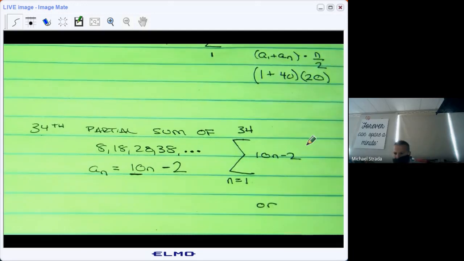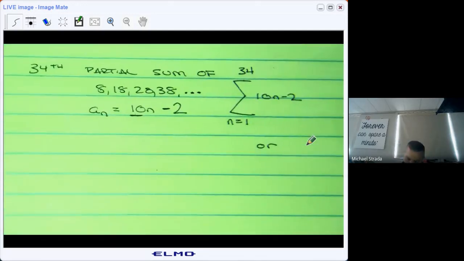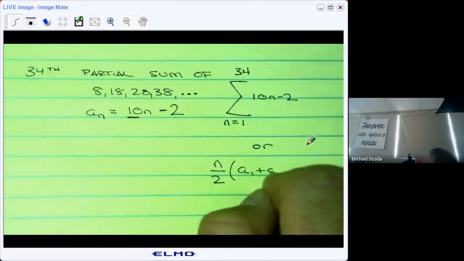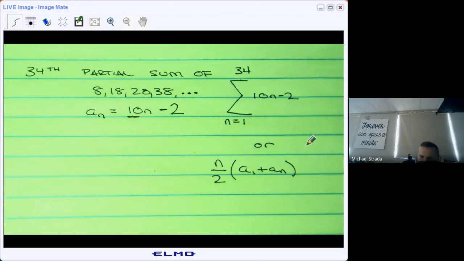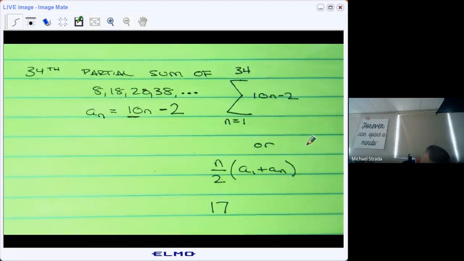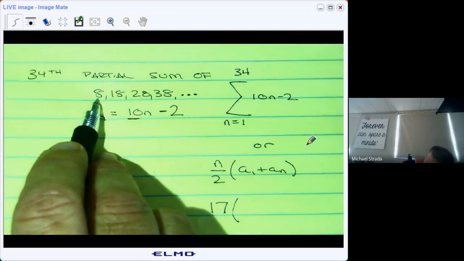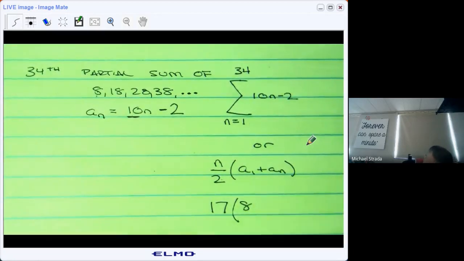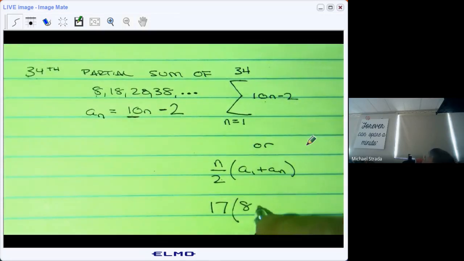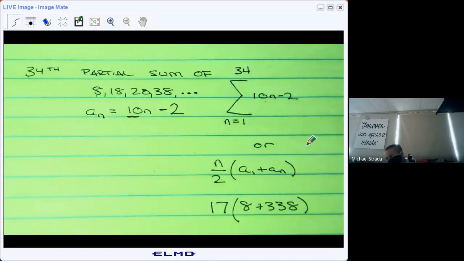Or, same as the one above it, you can do n over 2 times (a_1 + a_n). If they're asking for the 34th partial sum, that means they're looking for 34 numbers. 34 divided by 2 is 17. The first term is what? 8. And then to get the 34th term, you just plug 34 into this. 34 times 10 is 340. 340 minus 2 is 338. Either way, you'll get the same answer.